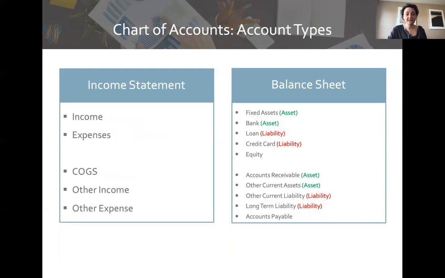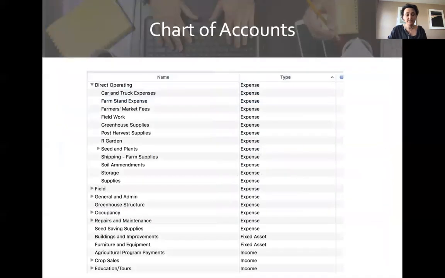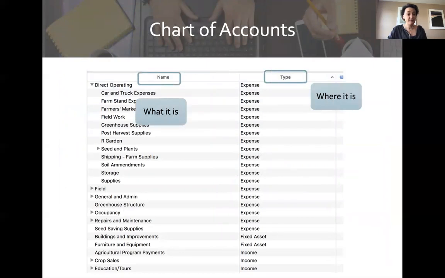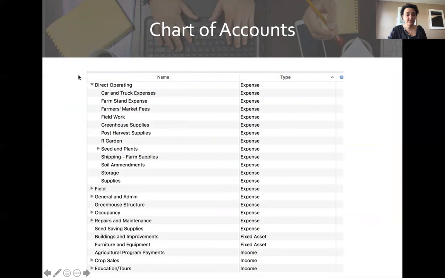So again, these are the account types. And here is a list of the chart of accounts. And we have the name, what it is, and the type tells us where it is. So we can see, for example, that under direct operating expenses, we have car and truck expenses, farm stand expenses, and this account type tells us where it's going to show up on our financial statement. So all of these expenses here are going to be on our income statement. Fixed assets right here is going to show up on our balance sheet.